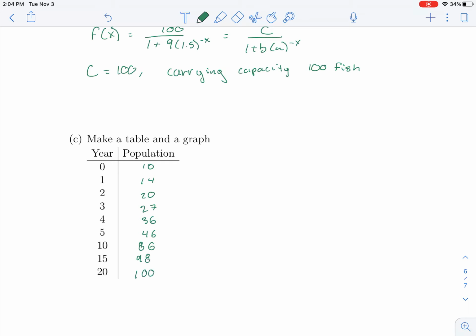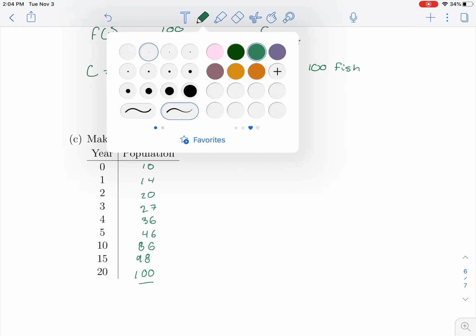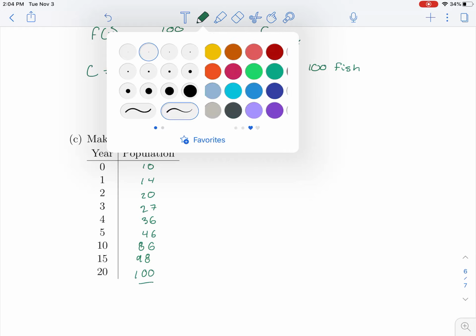So after 20 years, we've hit that carrying capacity of 100. Obviously, I rounded. We're never actually going to hit that number, but there's only so many halves of a fish that I can have.